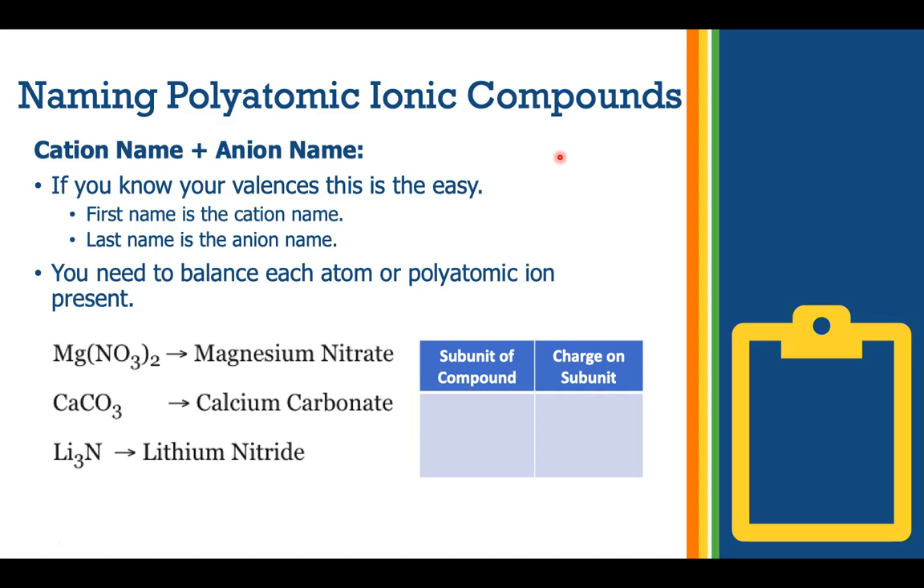You're going to be looking at the superscripts, remember? And that's going to tell you what to write for the other one's subscript. So the first name is the cation name, and the last name is the anion name. You need to balance each atom or polyatomic ion present. I'm going to pause the video and run through these examples with you. We're going to write the subunit of the compound and the charge on the subunit.